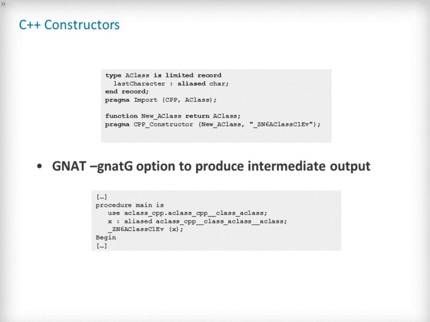The link name argument to the CPP_Constructor pragma specifies the mangled name for the subprogram. Please observe the supplied example output here from applying the -gnatG option. The line after the instantiation of x is a call to the subprogram using the mangled C++ name of the class's constructor. This was inserted by the compiler automatically and is similar to what a C++ compiler does with default constructors.